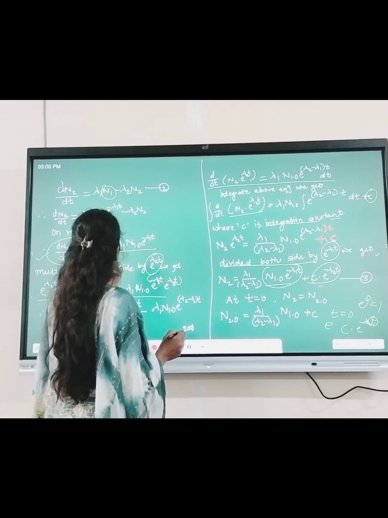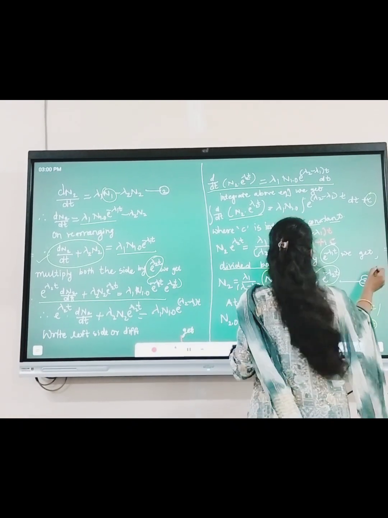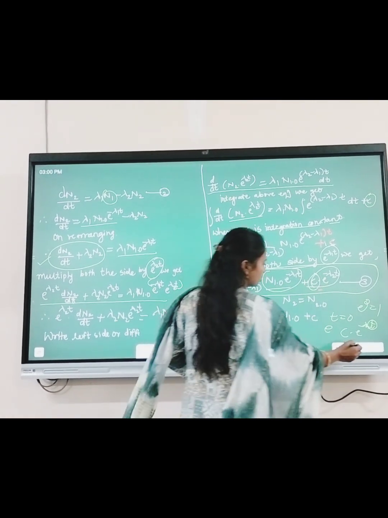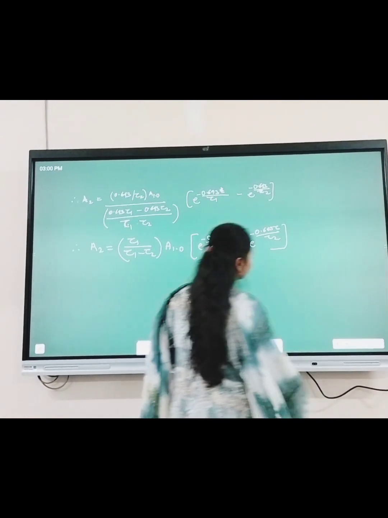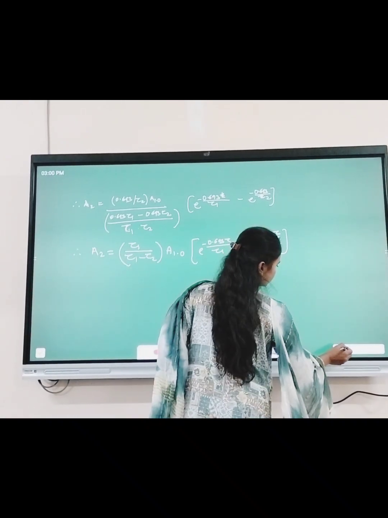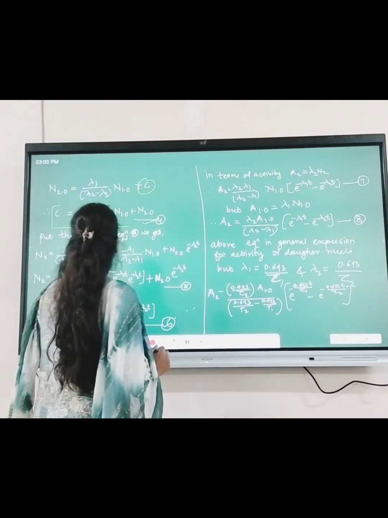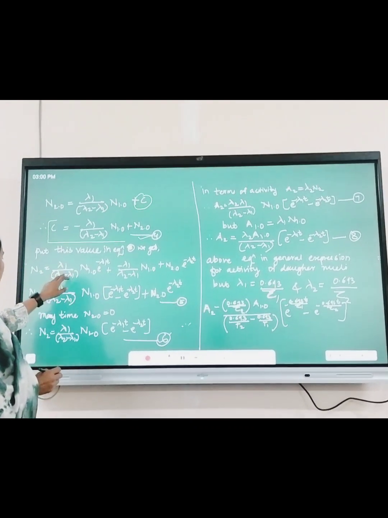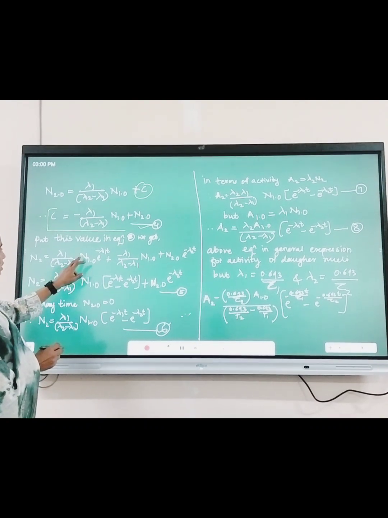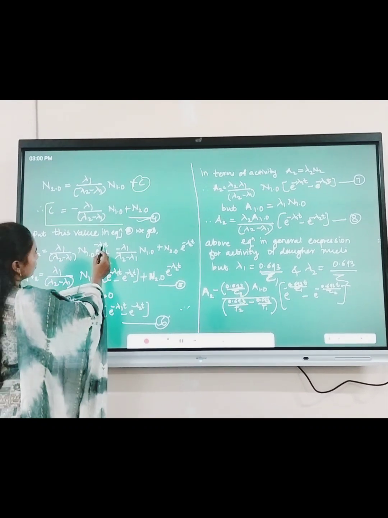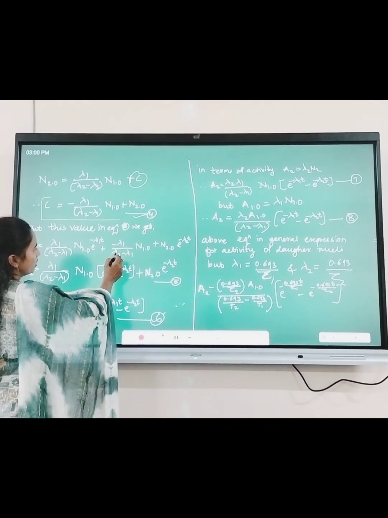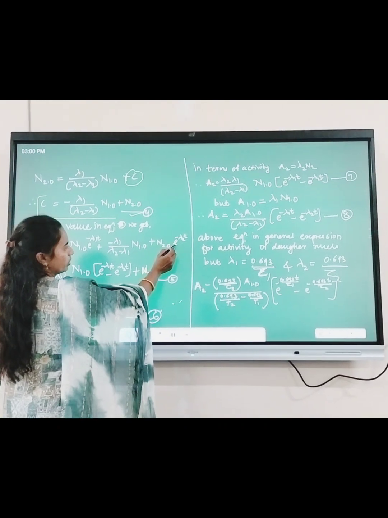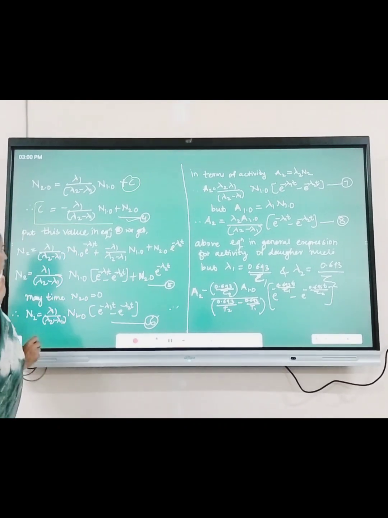This is our equation number 3. In this equation, we put the value of c. Then we get n2 is equal to lambda 1 divided by lambda 2 minus lambda 1 into n1.0 e raised to the power minus lambda 1 t plus minus lambda 1 divided by lambda 2 minus lambda 1 into n1.0 plus n2.0 into e raised to the power minus lambda 2 t.